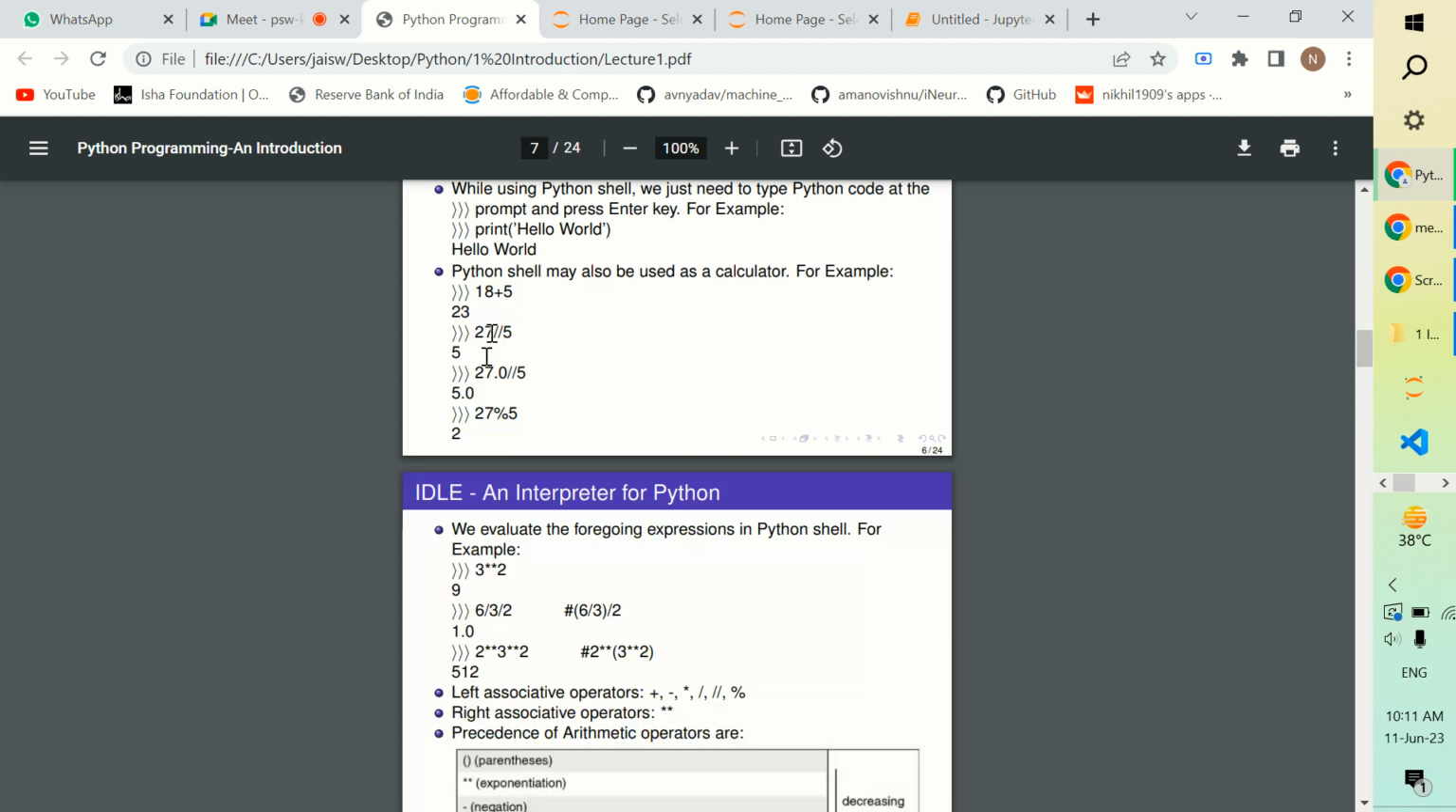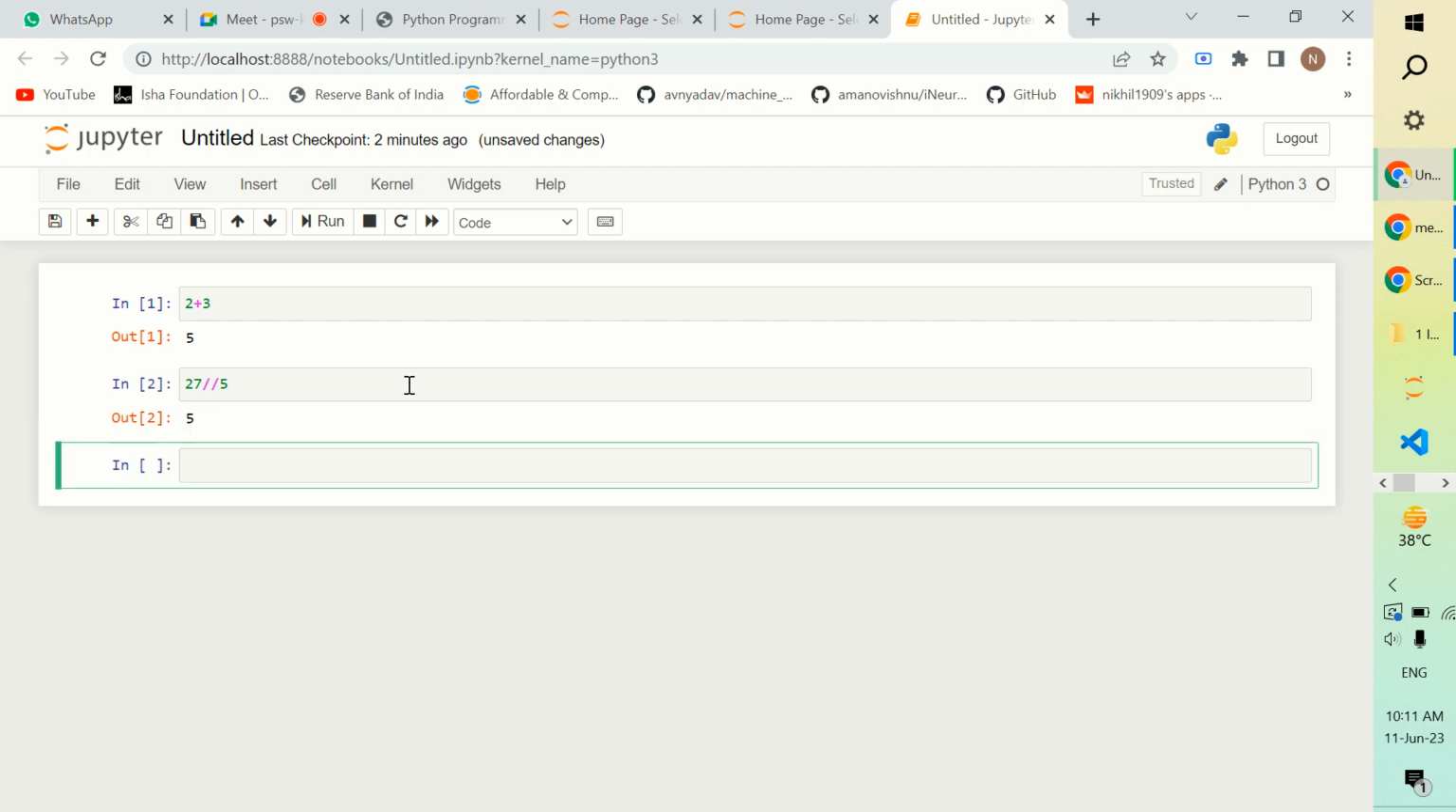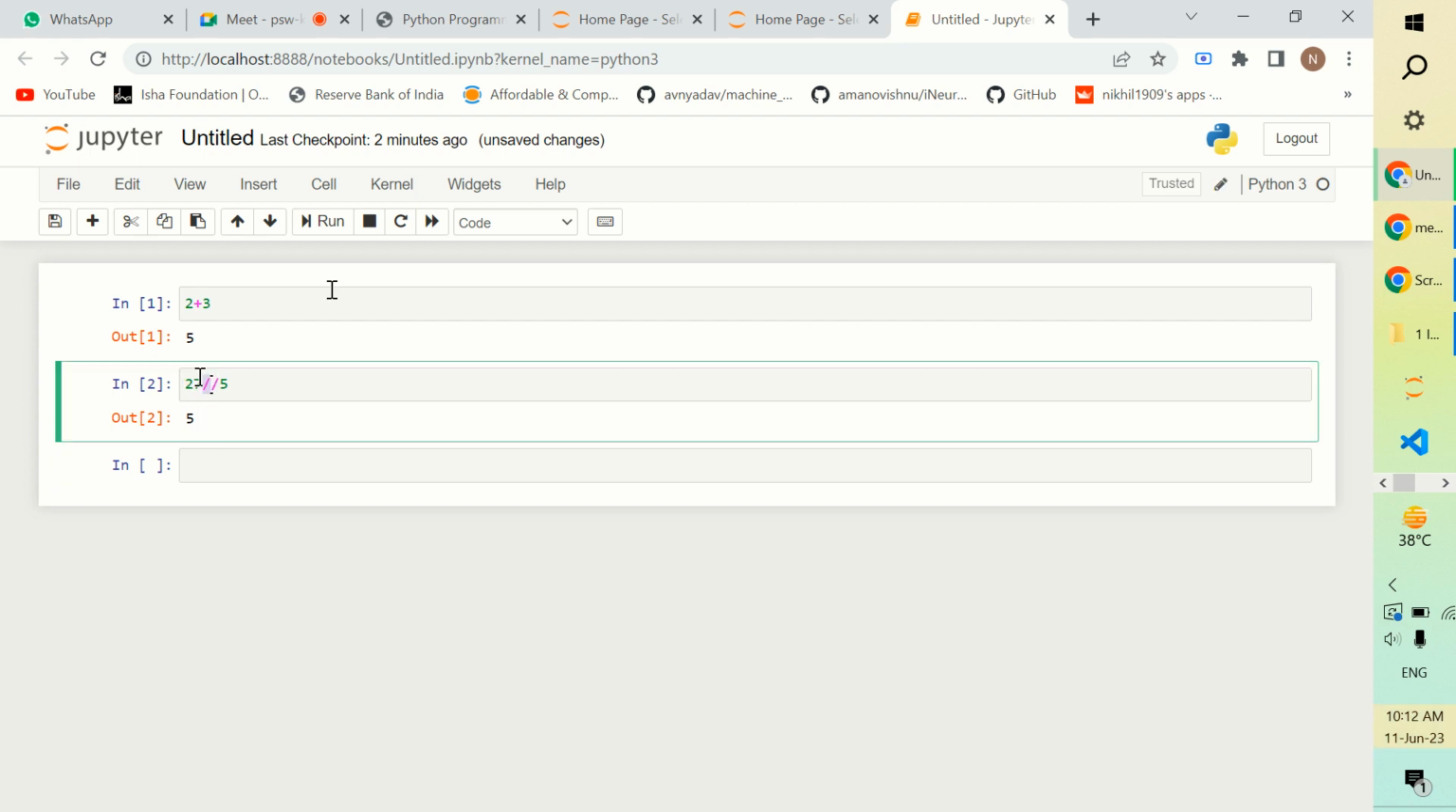You can see this is the operator for integer division. What is integer division? If you write 27 double slash 5, it will divide 27 by 5 and give you whatever the quotient is. On dividing 27 by 5, we will get 5, because the quotient is 5. So this is the symbol for integer division.